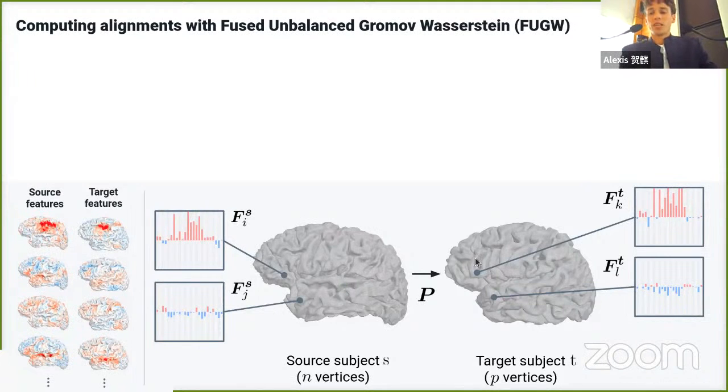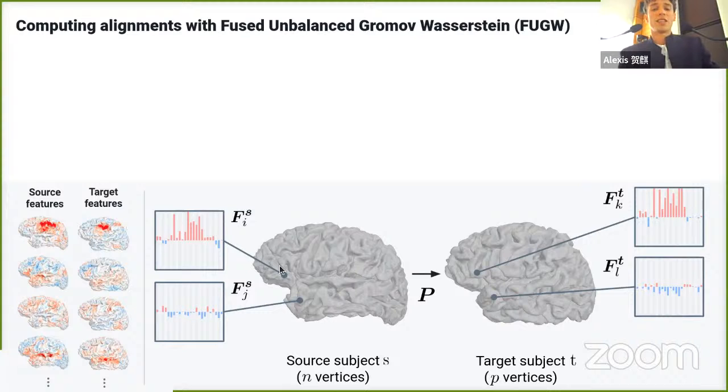So let's go back to intuitively what we want to do. Let's say we have two participants, a source and a target participant, and we've collected a large collection of contrast maps for them. So maybe we ask them to move their right hand, and that's the contrast map you would see here. Or maybe we ask them to listen to sentences, that's the contrast map you would see at the bottom. And we do that for a lot of tasks.